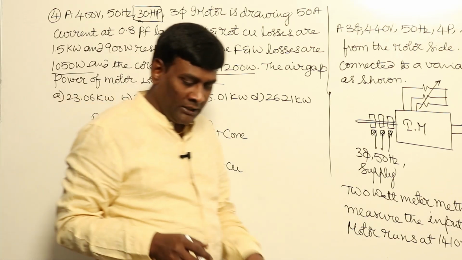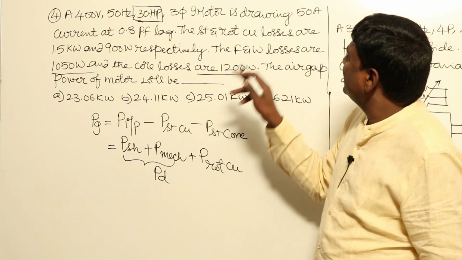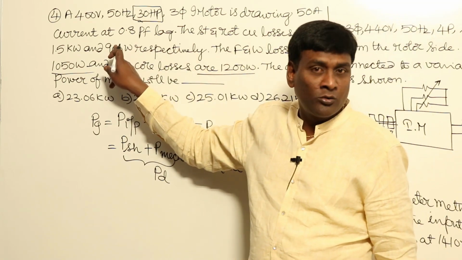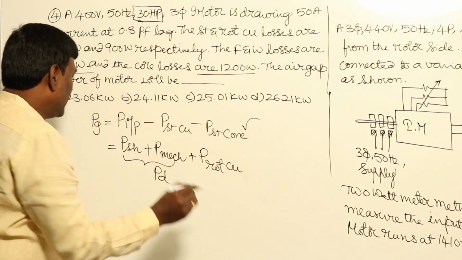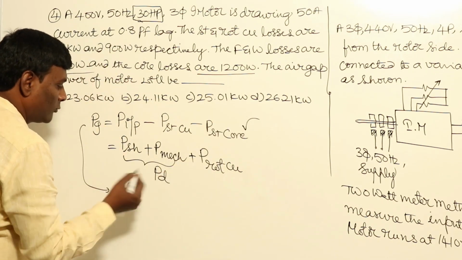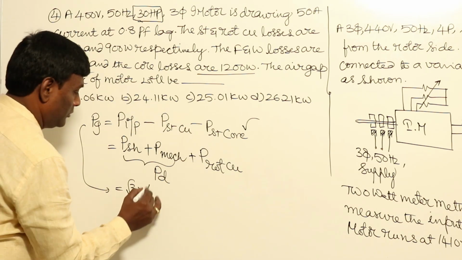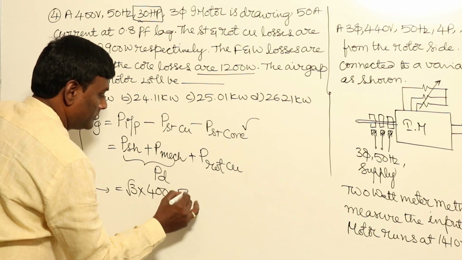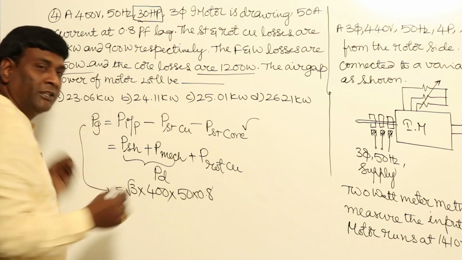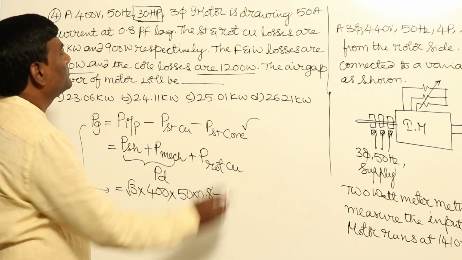Anyway, in this question, which type of information have they given? From the input side they have given 50 amperes at 0.8 power factor lag. So let us use this equation. In this equation, what is the power input? Root 3 VL, VL is how much? 400 volts, into IL, how much? 50 amperes, into 0.8 is going to be the stator power input, minus the stator copper loss.